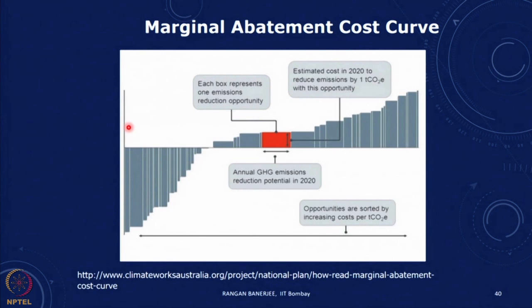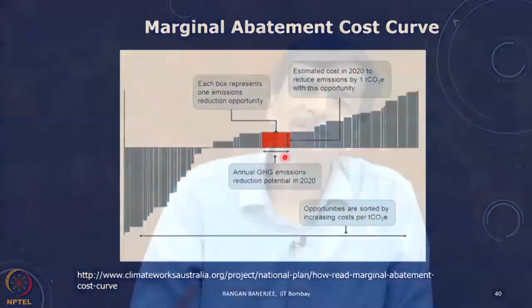2020. If we wanted to have more investments in renewables, that would involve a certain cost. That cost is expressed in terms of rupees or dollars or euros per ton of CO2 saved on the y-axis, and on the x-axis we have the annual CO2 savings. So this is a marginal abatement curve, and with this kind of curve we can compare all these options so that we go for the ones which are cheaper.